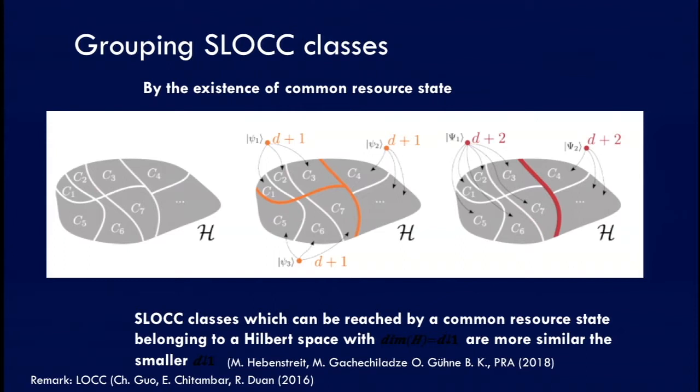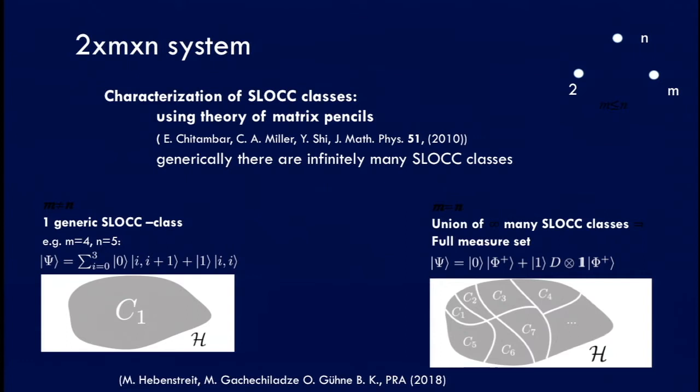However, if I, for instance, take these two classes here, to combine those two, I might need to increase the dimension of the Hilbert space by much, much more than one. So I'm saying that the states where the increment of the dimension is small are more similar to each other than the ones where the increment has to be very large. Okay, so this is the kind of idea that we wanted to look at. And we did that for the simple case of a three-partite system, where you have a single qubit and an N and an M-level system.